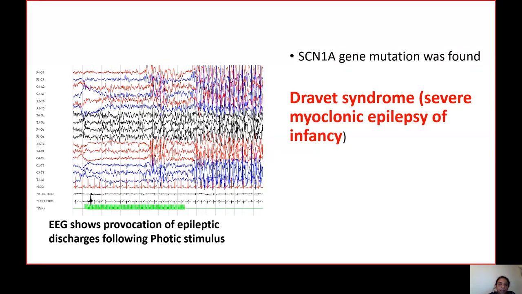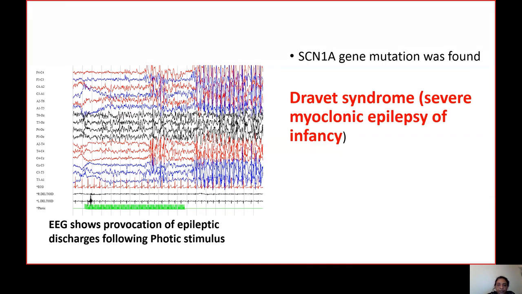So with the clinical history of prolonged febrile convulsions, the MRI being non-specific, the psychomotor delay, and this EEG which shows photosensitivity, we went ahead and did the genetic mutation SCN1A, that is the sodium channel 1A, and it was found to be positive. So this is a case of Dravet syndrome, or severe myoclonic epilepsy of infancy. You know that these patients are very intractable, and they have all these developmental delays and things.